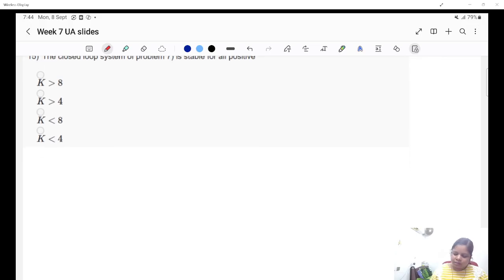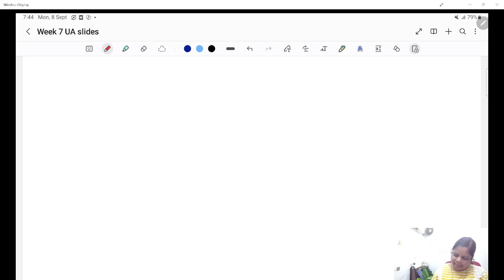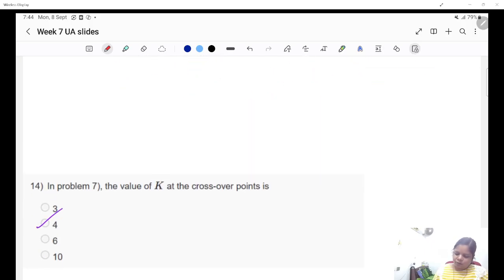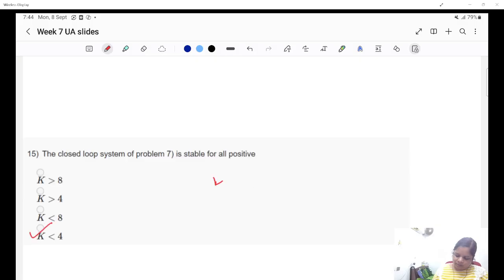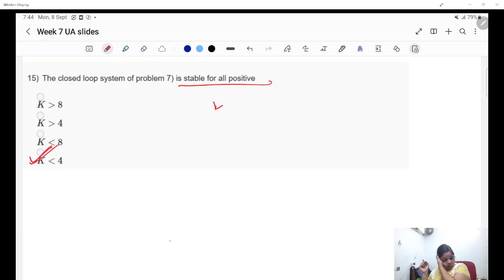Now, the closed loop system of problem 7. We want to just know for what value of k it is stable. It is stable for k less than 4, because for k less than 4 only we are in this region. As soon as k is equal to 4, we move to the right half of the S-plane and the system becomes unstable. So from here we come to know that the system is stable for k less than 4.